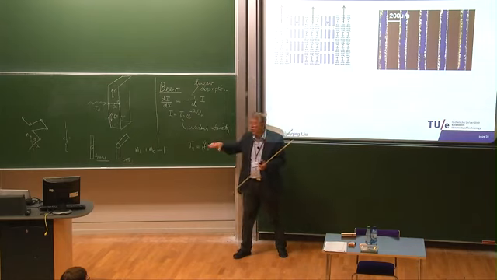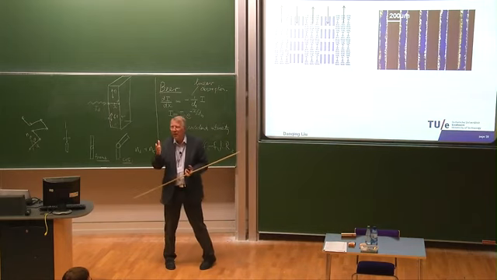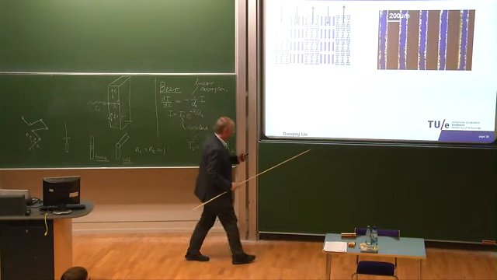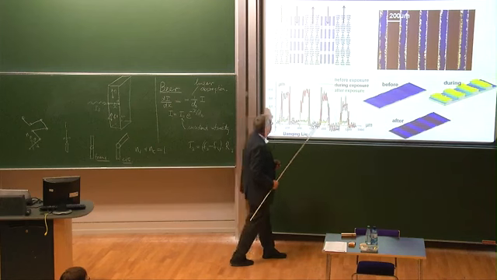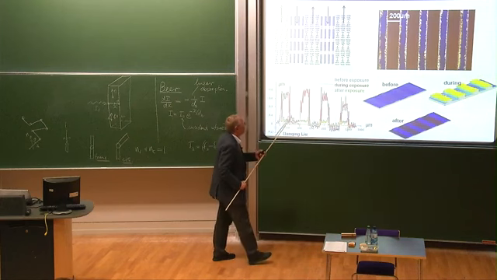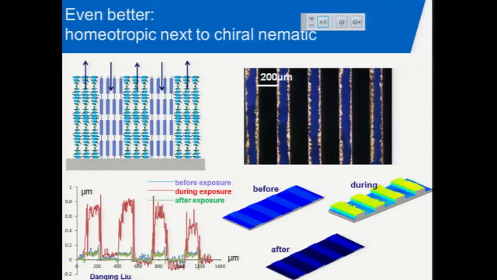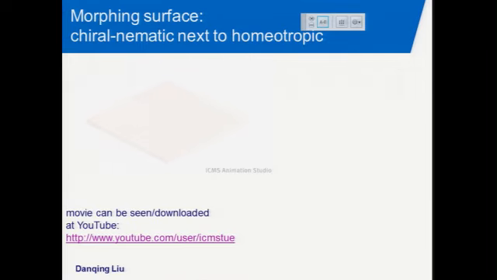It's difficult to go in an infinitely small area from one state to the other. And these are the structures that we could grow in this system. Before it is flat, during it is structured, and after it is flat again. It goes nicely back to the initial state again.